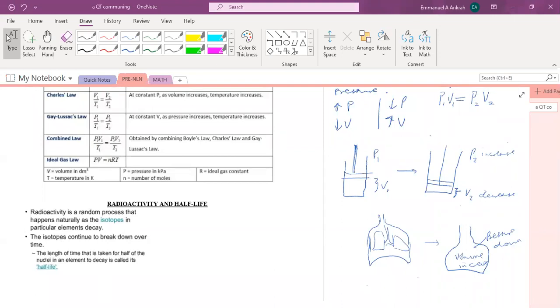All right. So the pressure goes down. And because the pressure is down, the air outside is going to rush in, because the atmospheric pressure is higher than inside the thoracic cavity. So the air will rush in. So that's inspiration.